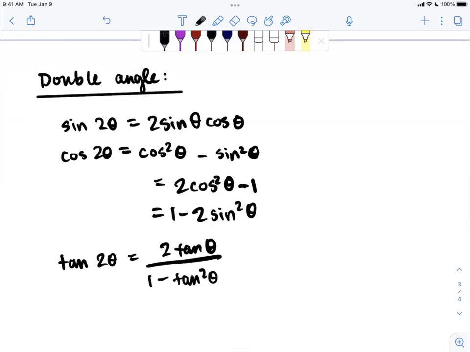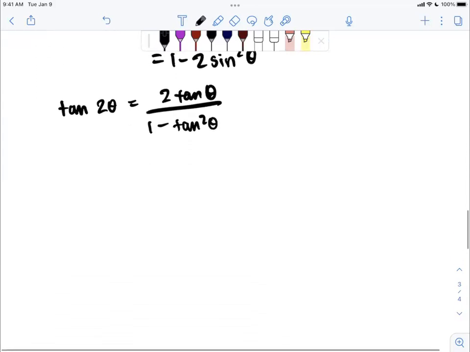Now, let's talk a bit about the product identities and half-angle identities. The product ones are also pretty important to know. I have never personally had to remember the half-angle identities, but you might have to for your class. So in that case, I'll give them to you. So let's start with the product identities.